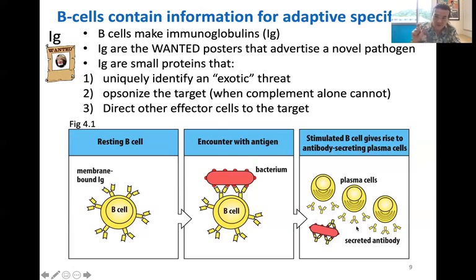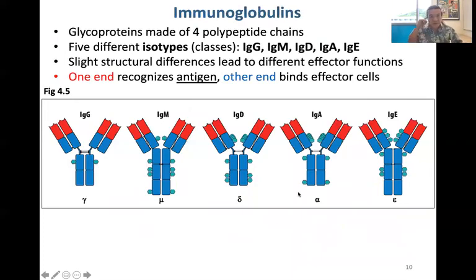And this form of the immunoglobulin is what we call an antibody. So in other words, antibodies are immunoglobulins, right, in a form that's made by B cells that have turned into plasma cells that now can be released and flow through your blood. And those antibodies then can opsonize the target, and they can help with the recruitment of other effector cells. So let's take a closer look at these immunoglobulins.